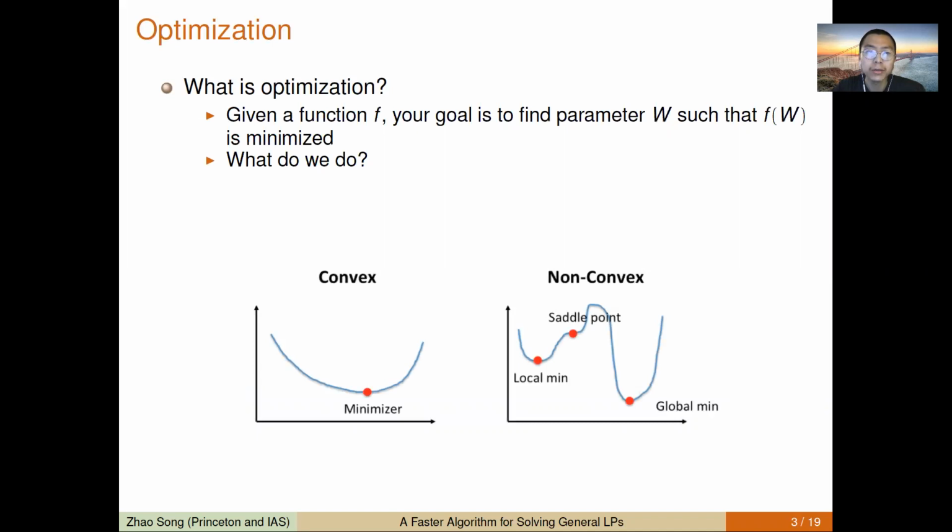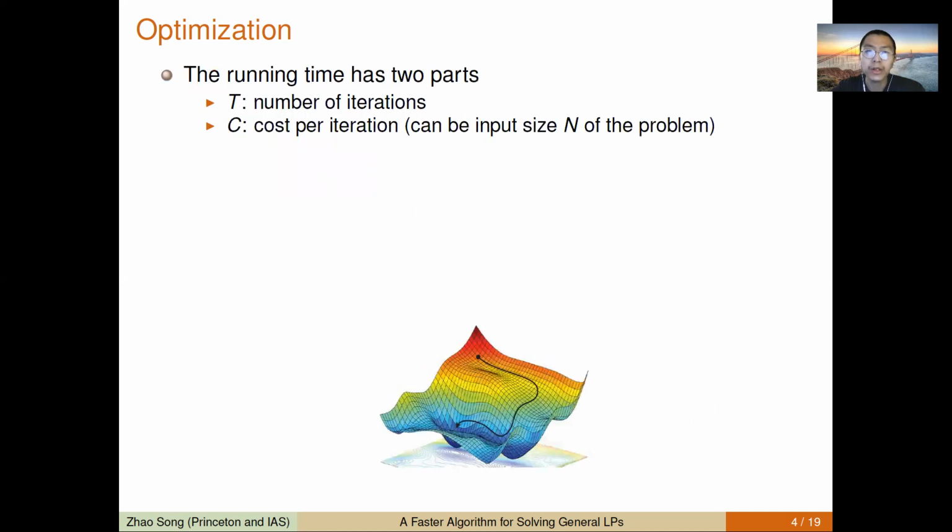Usually, no matter which case, you run the same algorithm. At the beginning, you choose some random point as the initialization point, and then at each iteration, you update w_{t+1} based on w_t and also gradient information. Therefore, the running time of an optimization algorithm usually has two parts. The first part is the number of iterations, and the second part is the cost per iteration. Usually, the cost per iteration can be as big as the input size of the original problem.